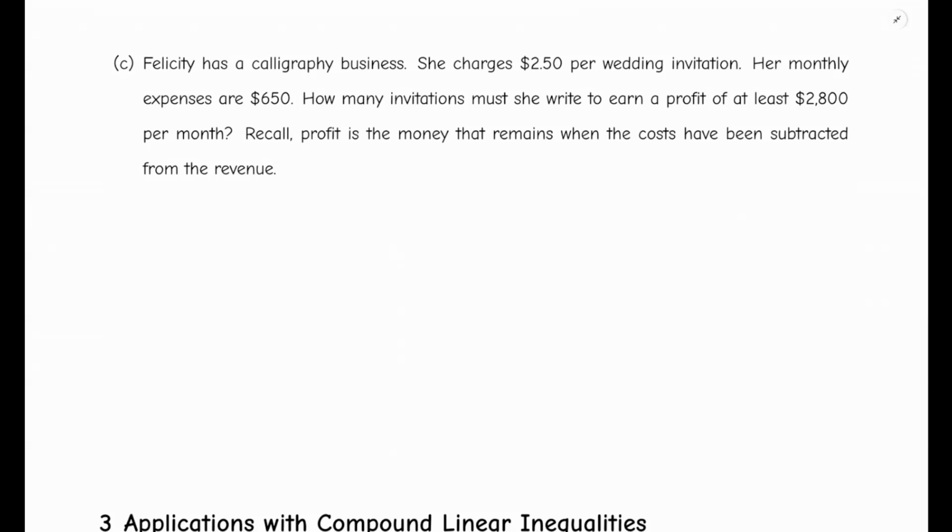So there are multiple ways to do this problem, but what I'm going to do is her revenue, or how much money she makes, is 2.50x. And I want to earn a profit of at least $2,800. Well, that means I have to make $650 first to cover my expenses and then have an additional $2,800, and that would be my profit. So then this is our inequality.